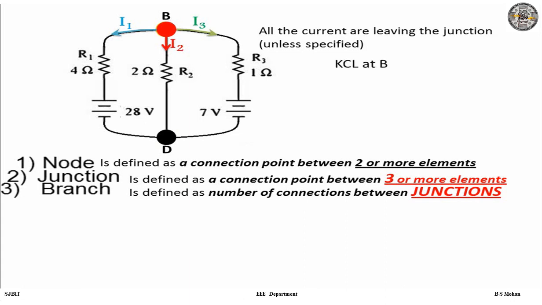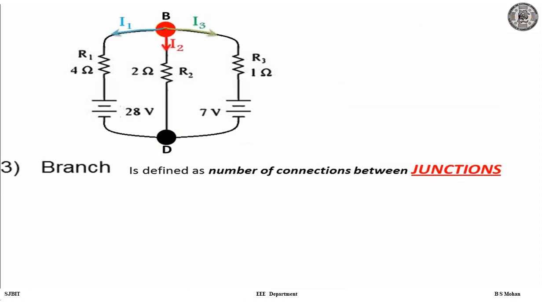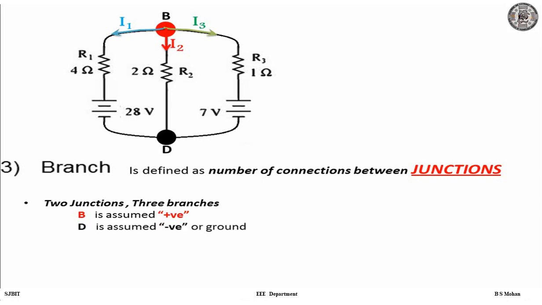If we apply KCL at point B, current entering is equal to current leaving, so one can write 0 is equal to I1 plus I2 plus I3, right? So you have seen two junctions, you have seen three branches, we have assumed point B as positive, we have assumed point D as negative or ground potential, and in general, how can we find the number of unknowns?